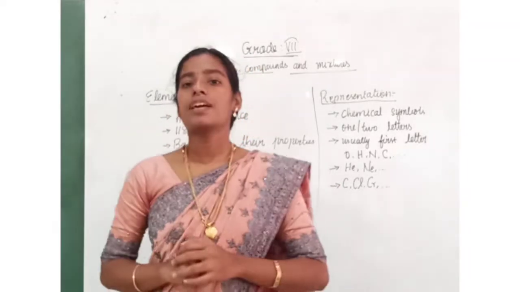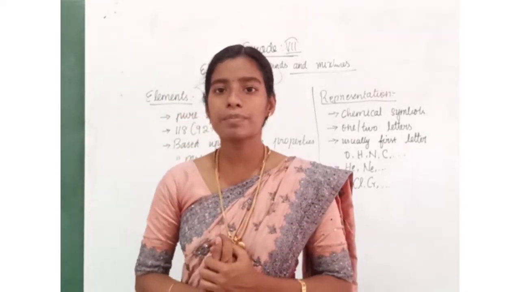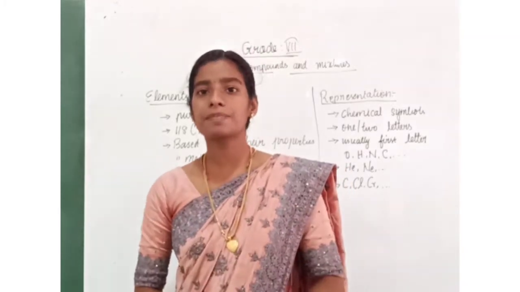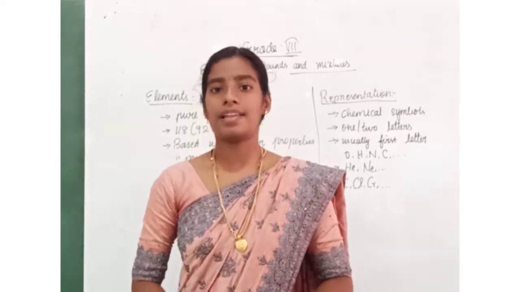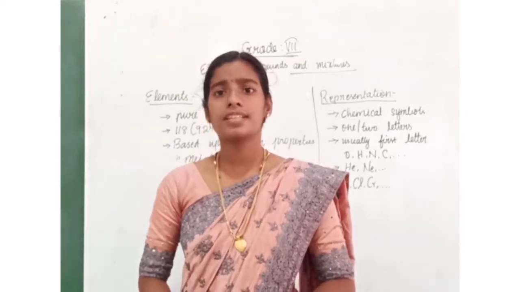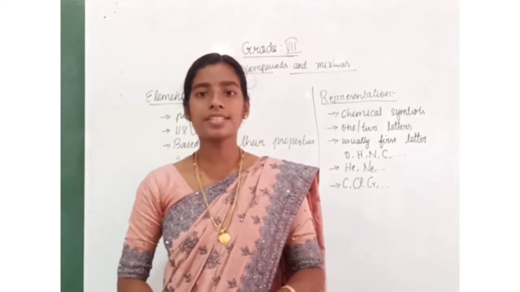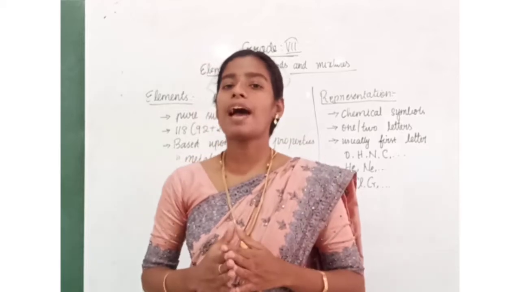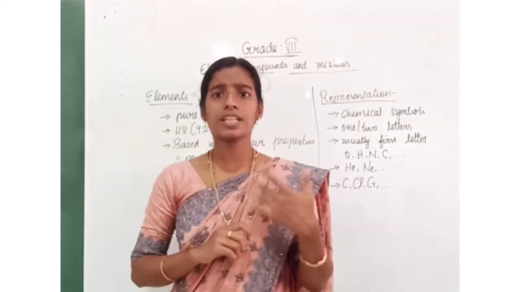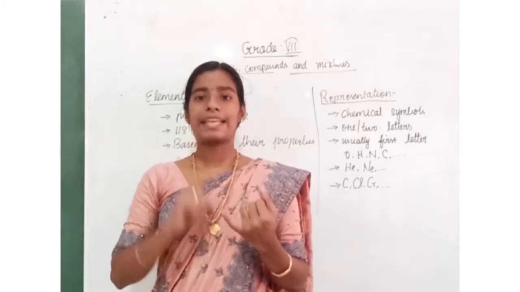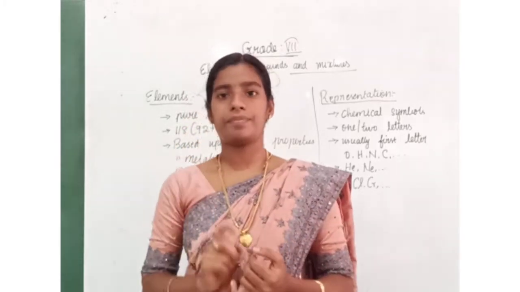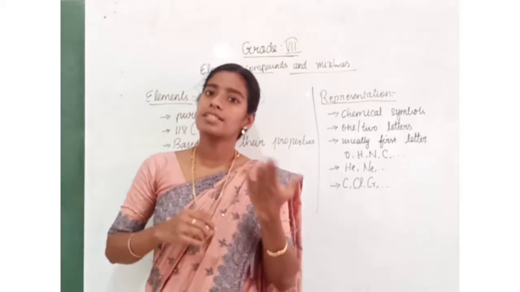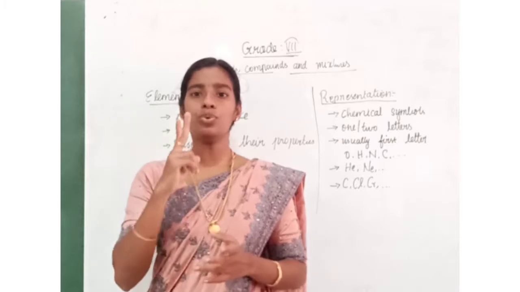For example, consider oxygen. Its symbol is O. It has 1 letter. Hydrogen. Its symbol is H. It has 1 letter. And carbon, it has 1 letter, that is C. Like this, elements with 1 letter. Then some elements have 2 letters. For example, helium, He, neon, Ne, chromium, Cr, chlorine, Cl. Like this, some elements have 2 letters.